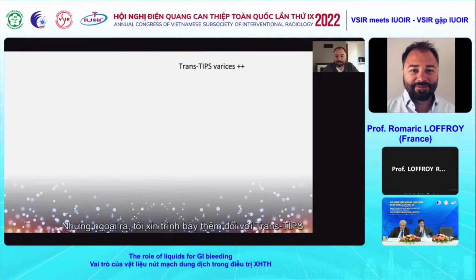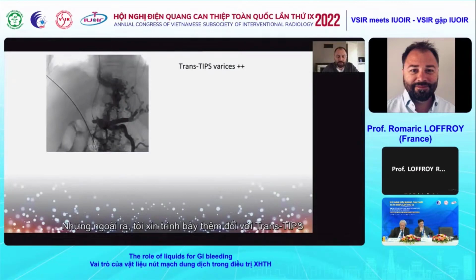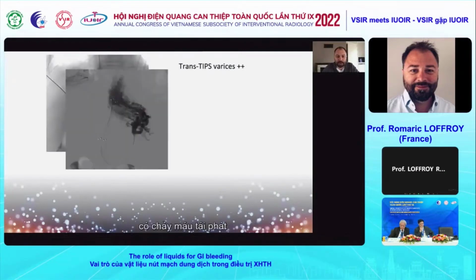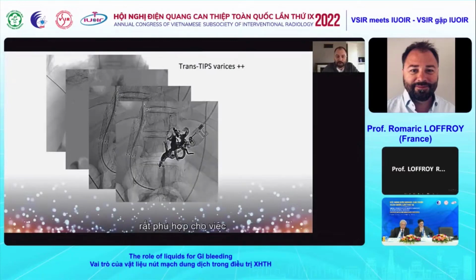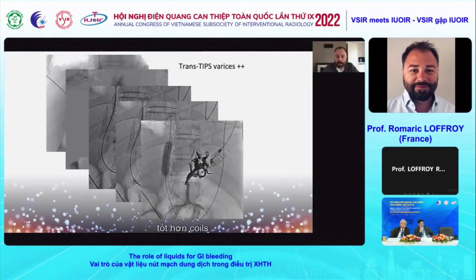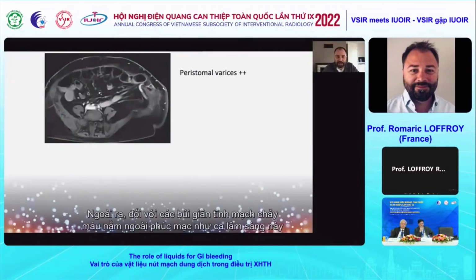But also for trans-TIPS varices, let me show you here trans-TIPS with recurrence of bleeding. This is like an AVM, and you need to reach the nidus. Otherwise, if you embolize too proximally with coils or plugs, you will get recurrence for sure. And liquids, both cyanoacrylates or copolymers, are very interesting for this kind of embolization. It has been shown in the literature in some retrospective studies that cyanoacrylates are better than coils for this kind of patients.